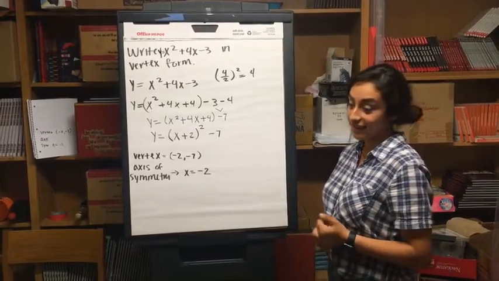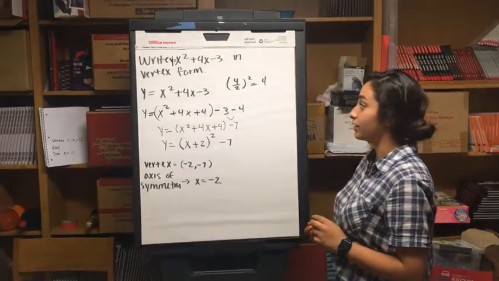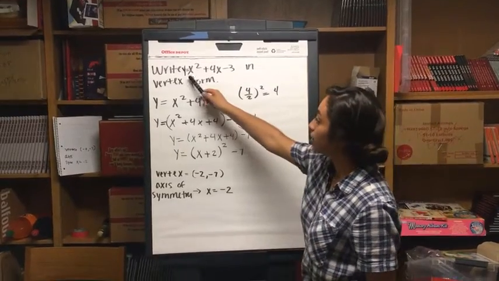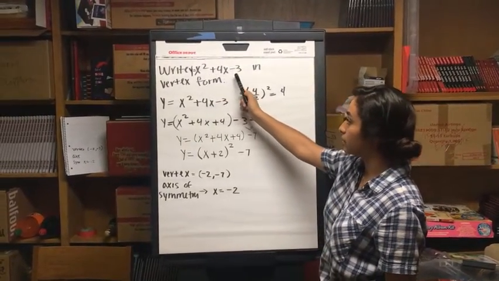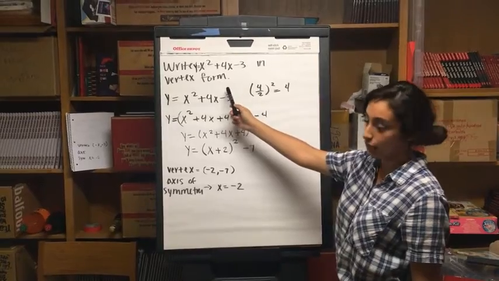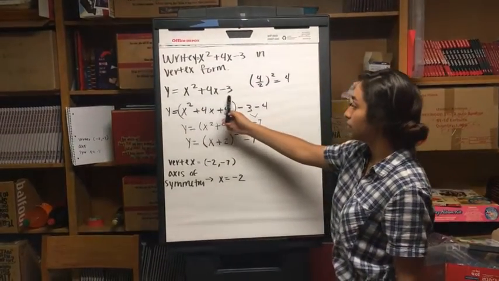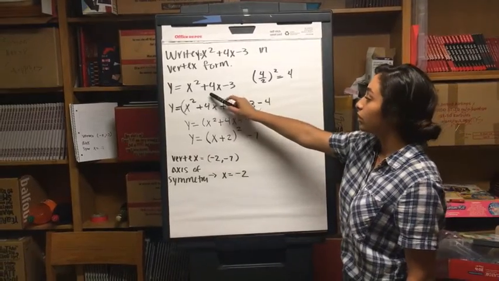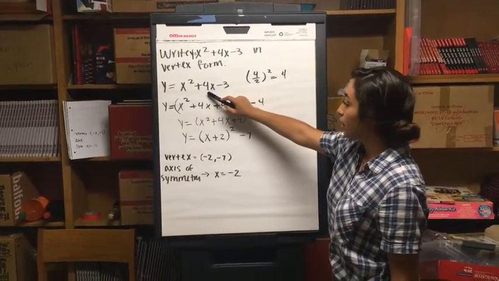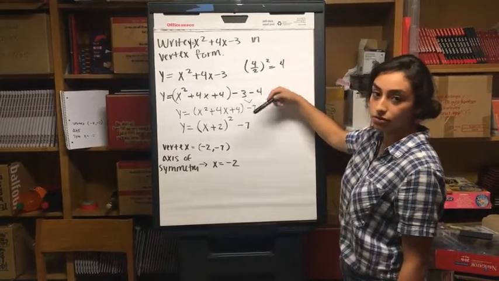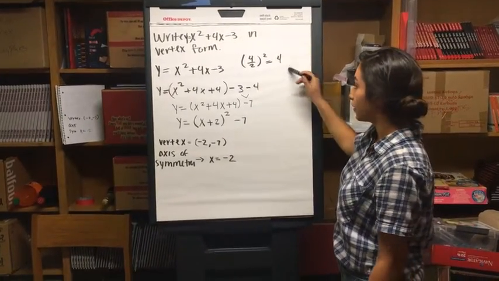On this next example, we're going to teach you how to write an equation in vertex form. So we're going to write y equals x squared plus 4x minus 3 in vertex form. The first thing you have to do is rewrite the equation and complete the square. So you take 4x, divide it by 2, and square it. 4 divided by 2 is 2, and 2 squared equals 4.